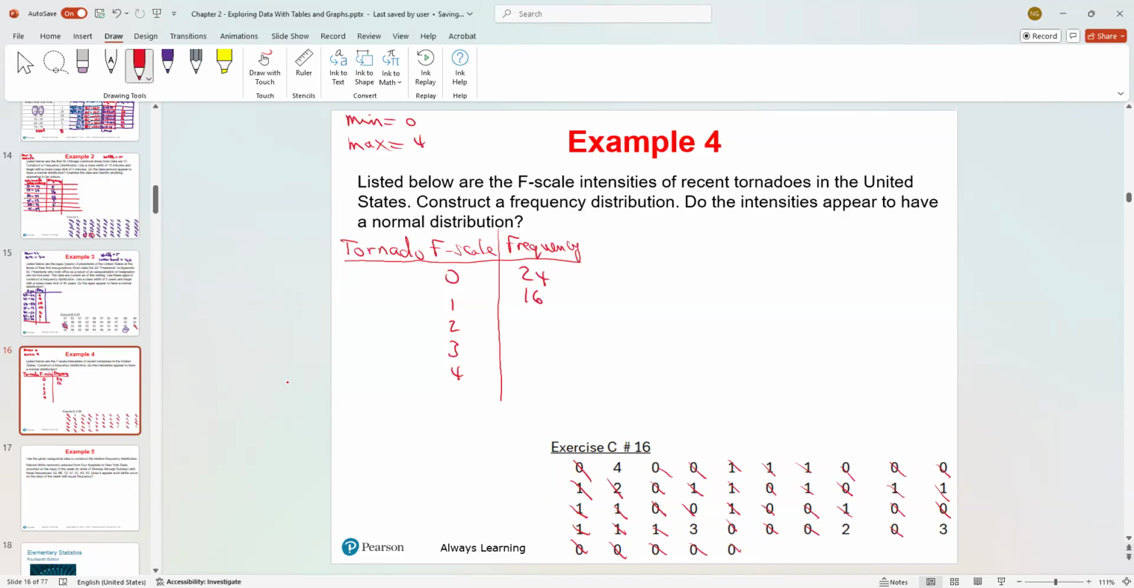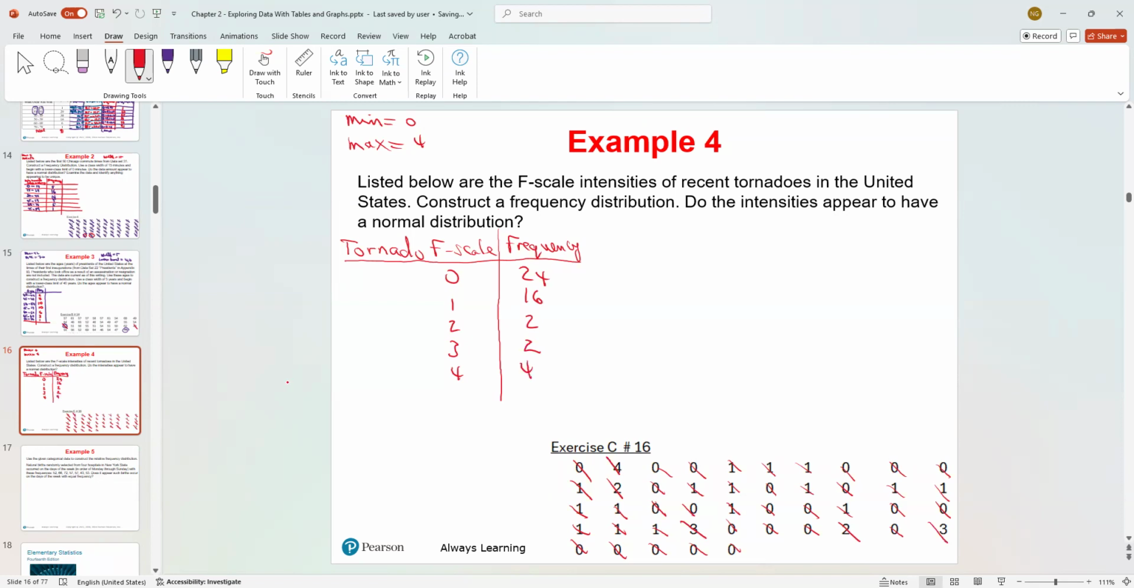1, 2. Wow. And how many threes? 1, 2. And how many fours? I have only one four.